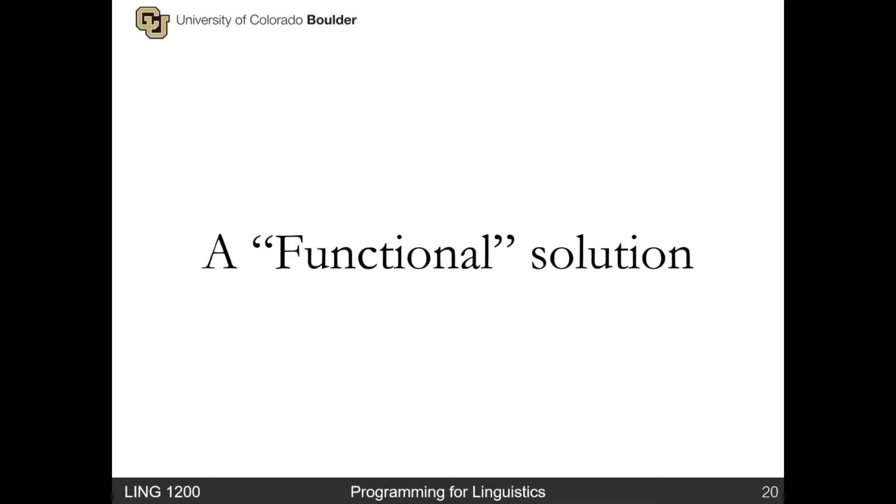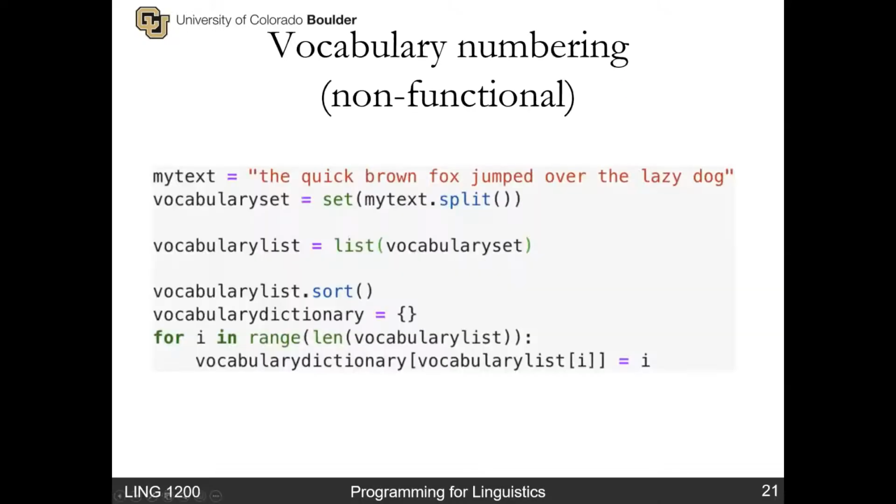Let's look at a functional solution now to the problem that we presented in the previous video. So here was our non-functional solution, right? So we had variables here, and remember that the task was to get from an input text the unique words in alphabetical order, and assign a number that gave the alphabetical order, starting with 0 with the first one, and so on. So the variables and then the loop. So those two together means this solution is non-functional. Functional solutions do not have variables or loops.